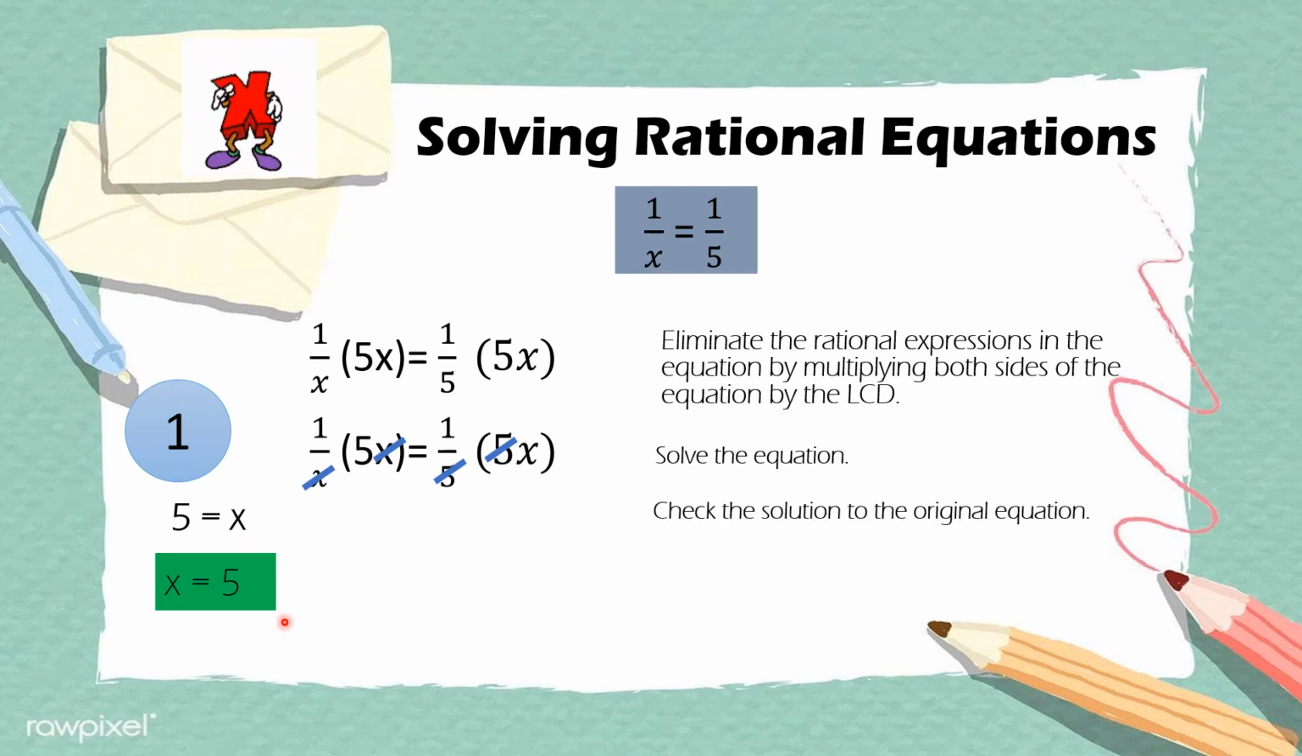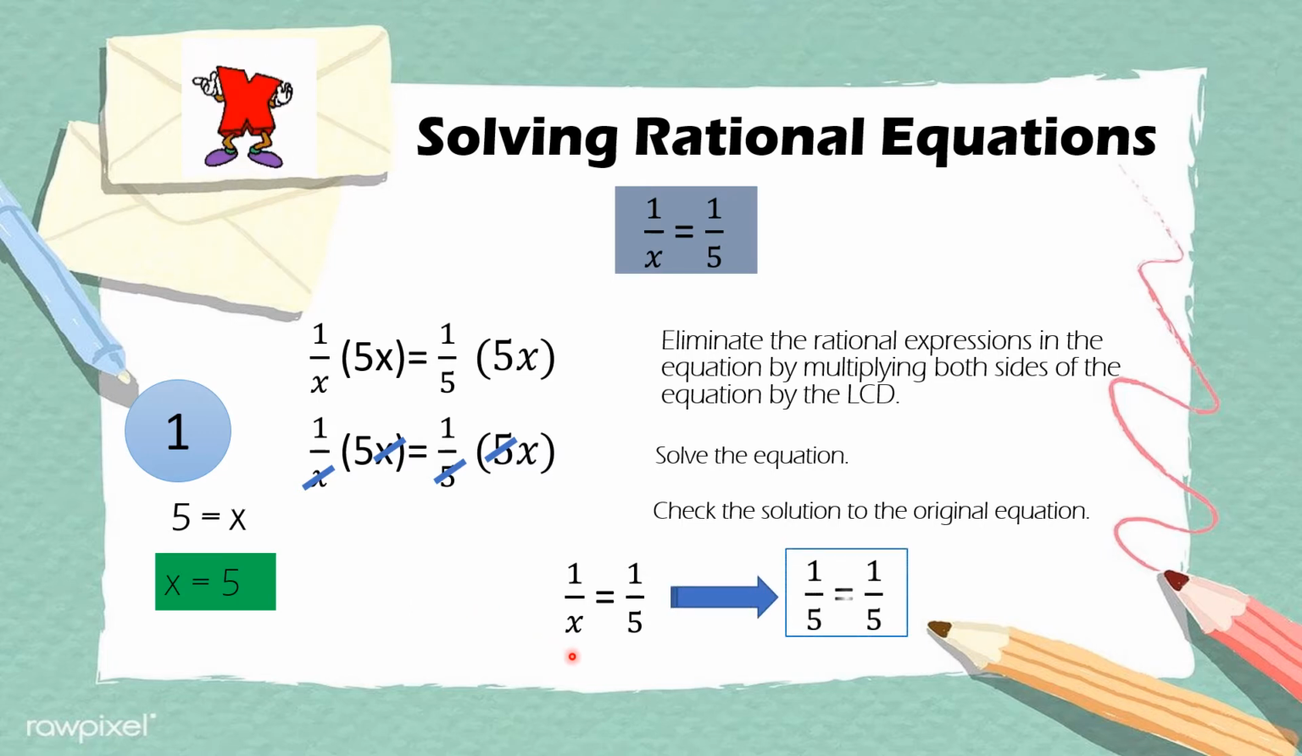To check, we will use the original equation. So 1 over x equals 1 over 5. Replacing x by the replacement value of 5, we have 1 over 5 equals 1 over 5. So the value of 5 makes the equation true.